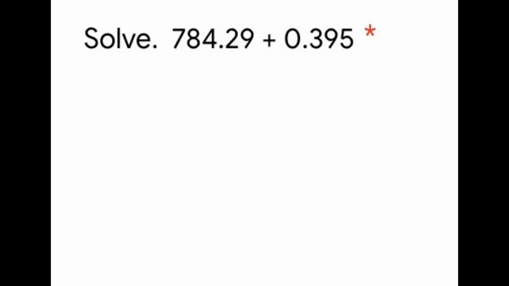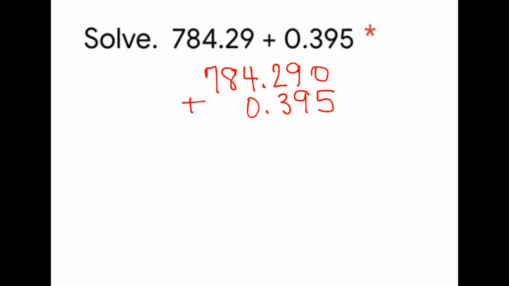784 and 29 hundredths plus 395 thousandths. Same thing with adding decimals. We need to line up our decimals. So when we line up our decimals here, we also need to add a 0 as our placeholder, and then we can add.